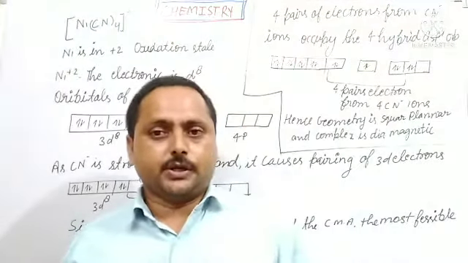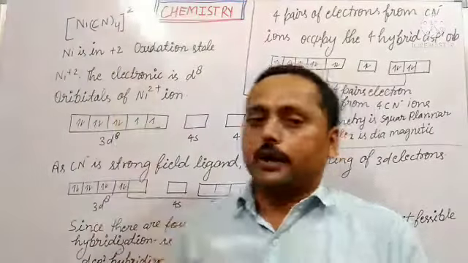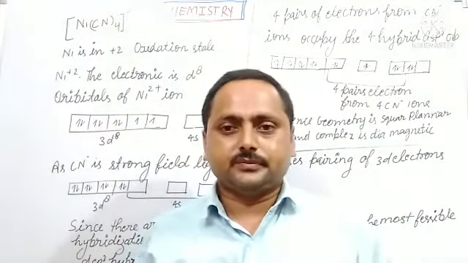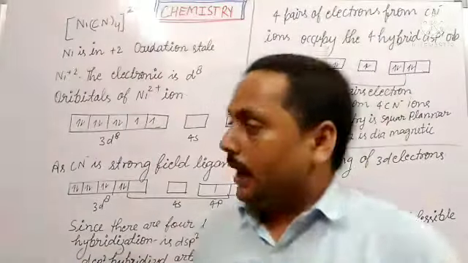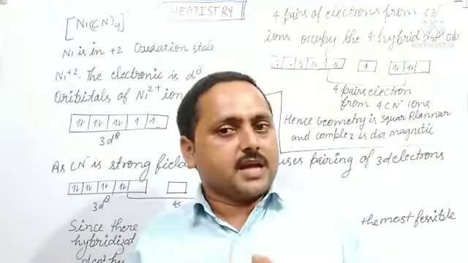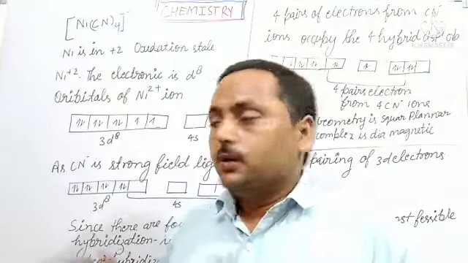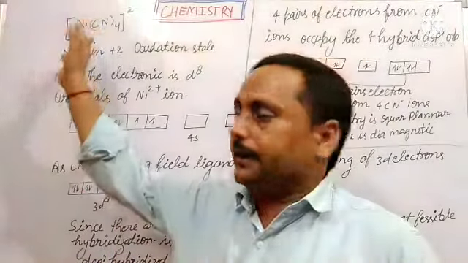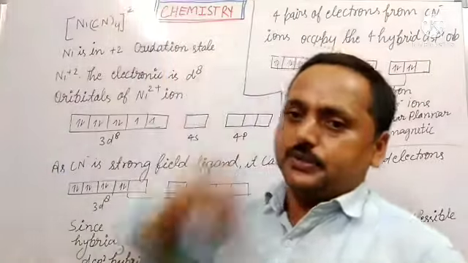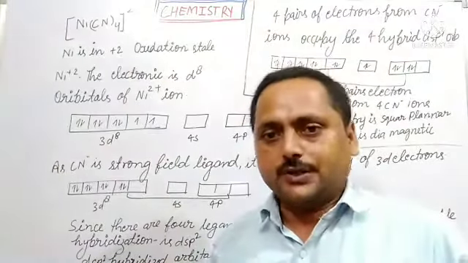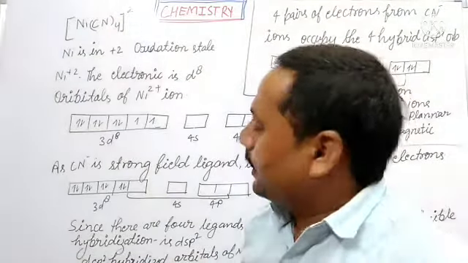Today we are going to discuss another example of a coordination complex. Before this, we have discussed some examples of coordination compounds, and that was explained on the basis of VBT. So today I have taken this example, [Ni(CN)4]2-. This is the complex, and I am going to explain its structure with the help of VBT.